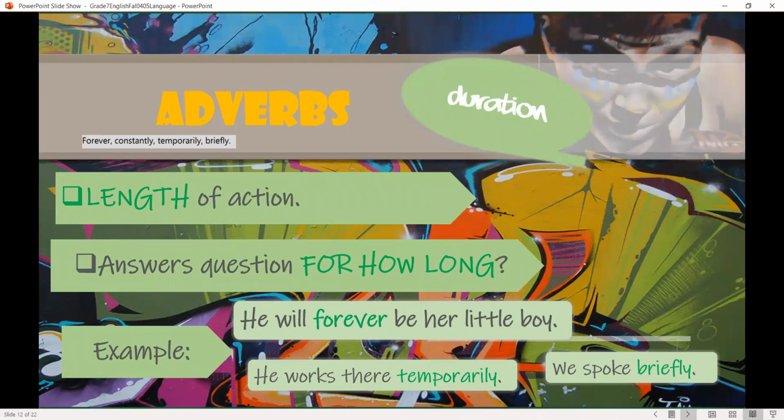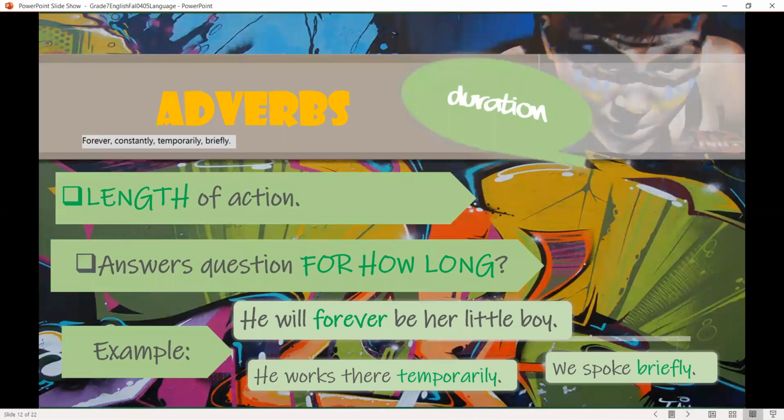Let's look at this one now. This is duration. Sounds like a very big word, but don't worry, it's not that bad. Duration means the length of action, like how long you do something for or how long you're going to do something. Okay, so now we have examples at the bottom there. I've got he will forever be her little boy.